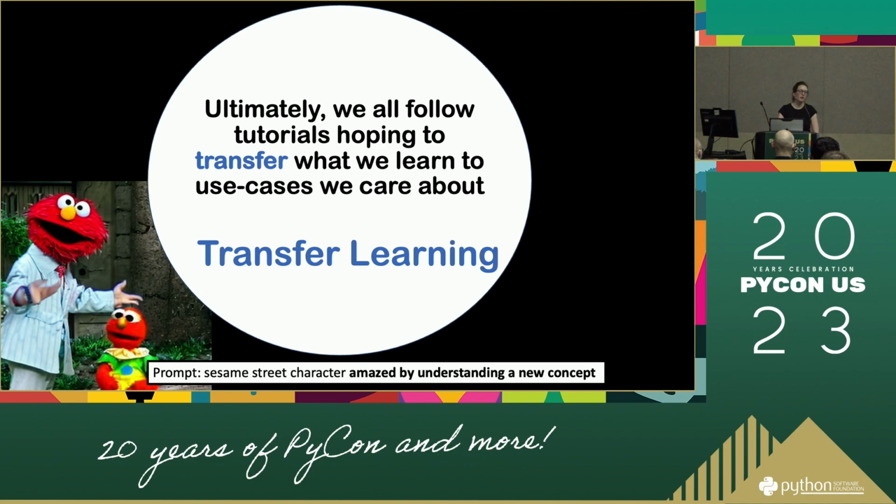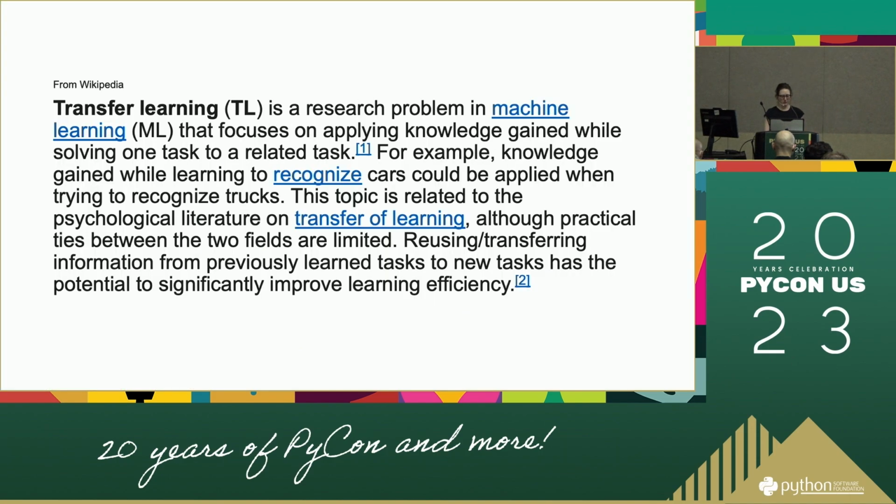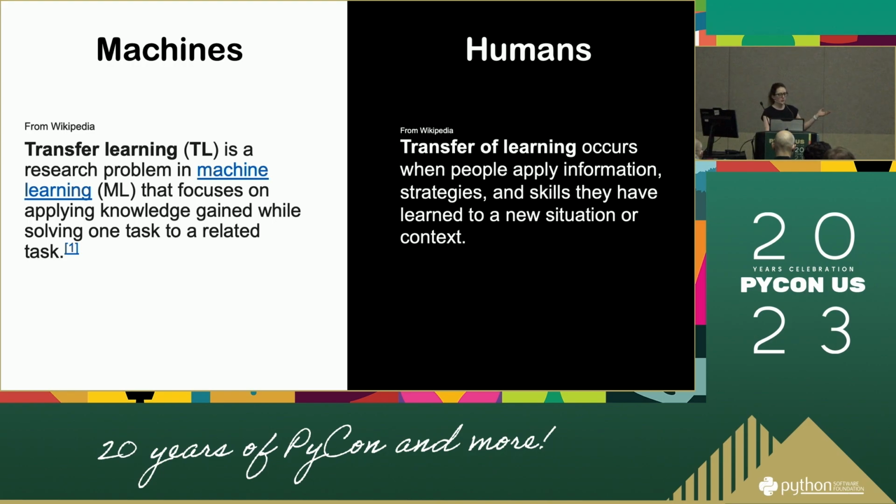So, okay, where am I going with this? Ultimately, we all come to tutorials hoping to transfer what we've learned to use cases we care about, and that's what we call transfer learning. Strangely, it's also what we're here to do today: take a model and fine-tune it to transfer what it knows to achieve a new task. This is the Wikipedia definition of transfer learning applied to machine learning. With humans, it's pretty much the same thing: it occurs when people apply information, strategies and skills they have learned to a new situation. I'm just trying to create some empathy for the model that we're about to mess with.